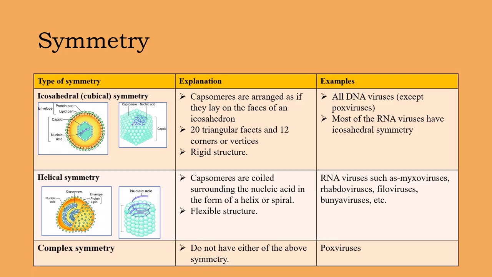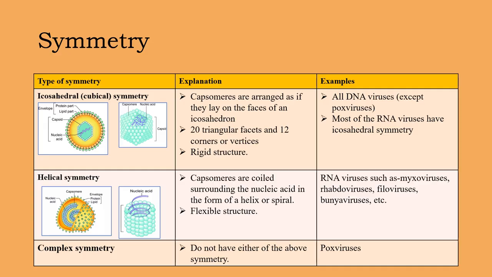Next, we'll talk about the symmetry. This is basically how the genetic material and the capsid are arranged. There are two major types of symmetry. One is icosahedral symmetry, something like you can imagine a football covering the genetic material. It is made up of triangular facets and it is quite a rigid structure.